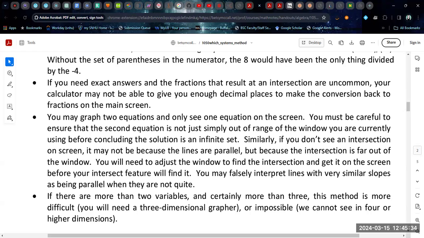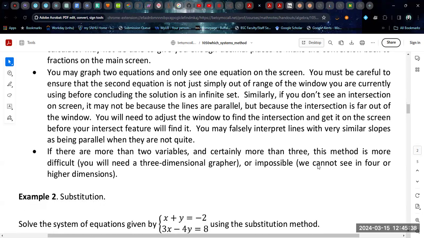You may graph 2 equations and only see 1 equation on the screen. You have to be careful for a couple of things. It may be that the lines are graphing onto the same line, and then that's why you only see 1 line. That solution would be an infinite set of solutions.